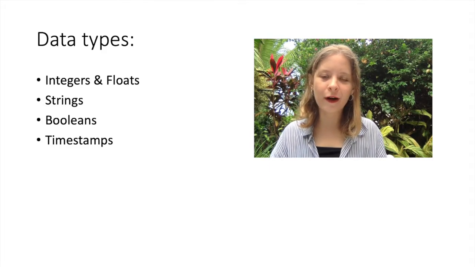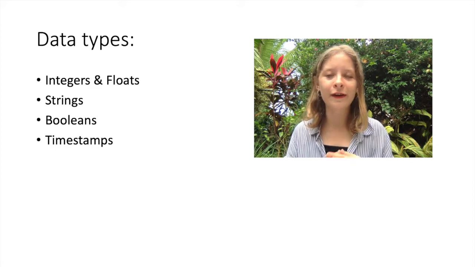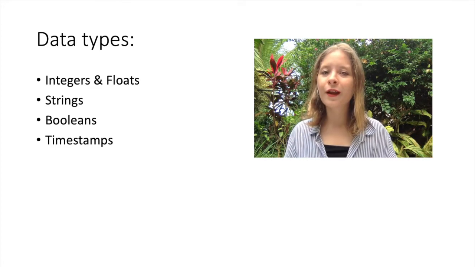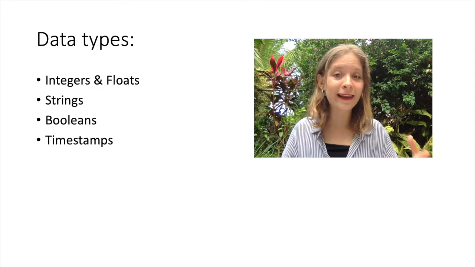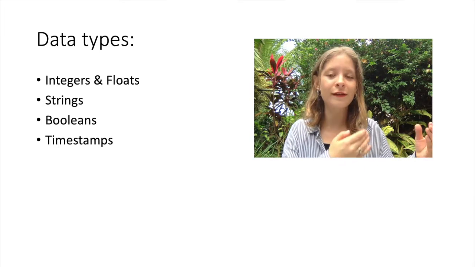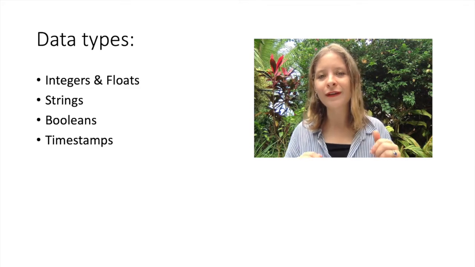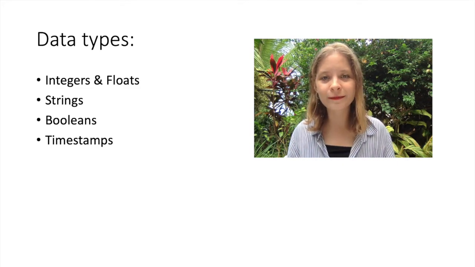So here's a slide with the 4 data types. Integers and floats are basically numbers. We all know from our math classes that an integer is a number without a decimal. Floats, on the other hand, allow decimals, and that's the main difference between the two. Strings, which is the second in this list, refers to words. Anything that I put inside of a quotation mark is a string.